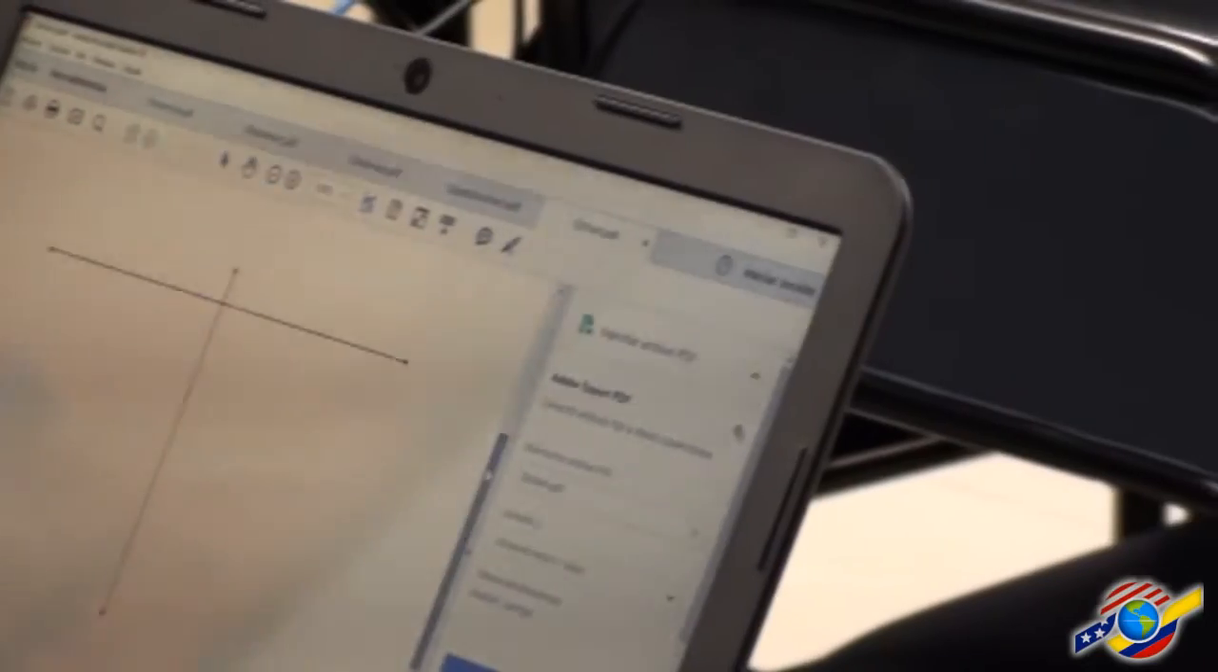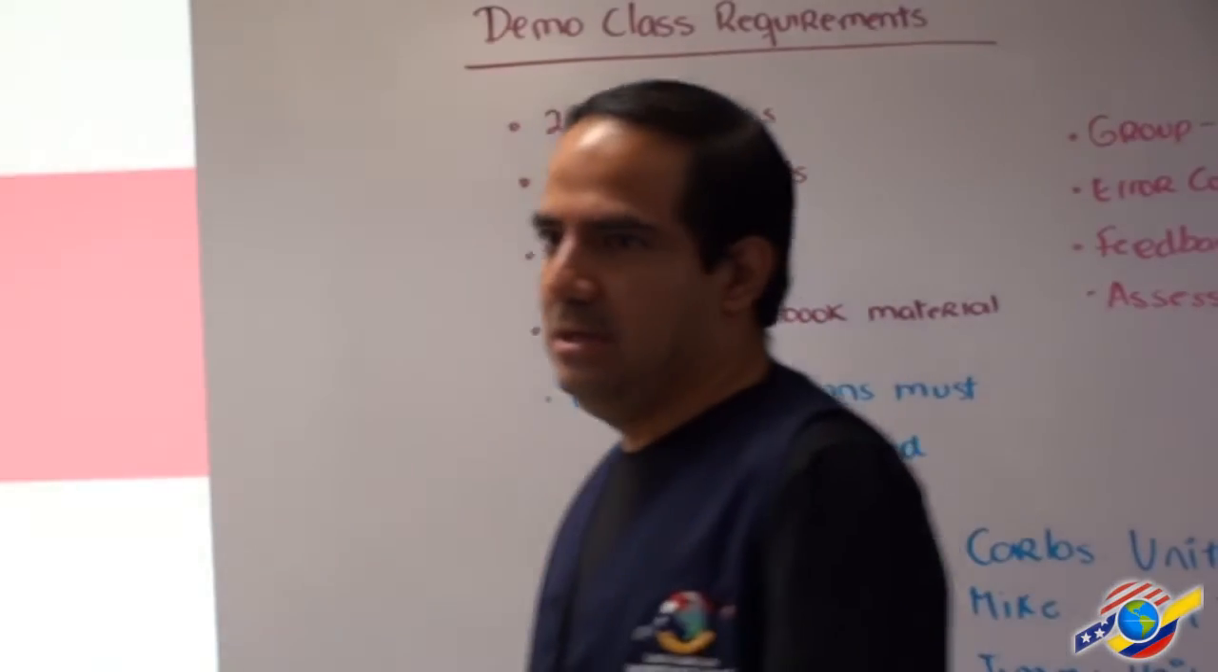Yes, that's in the platform. I'm talking about the resources. There are the extra PDFs. Yes, PDFs. Okay.